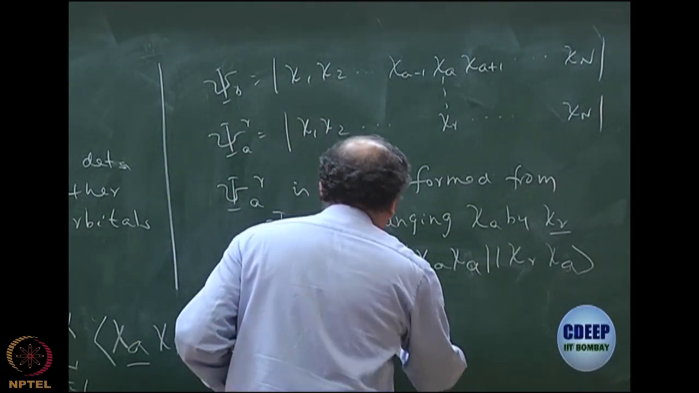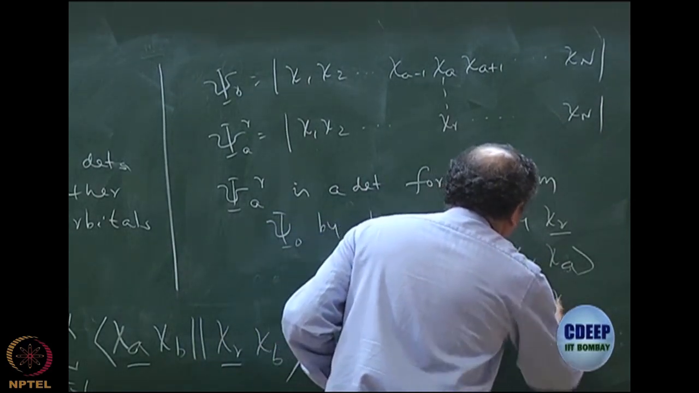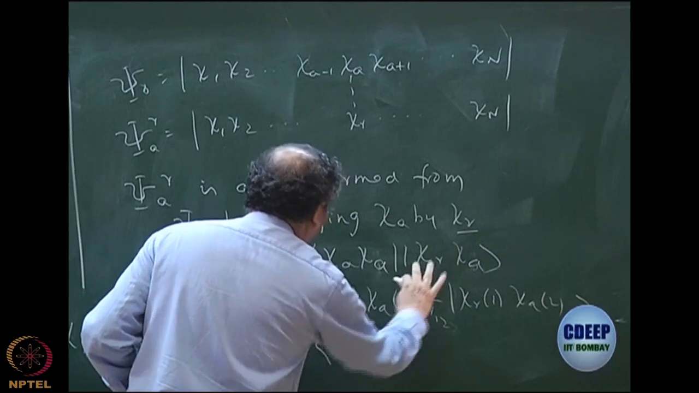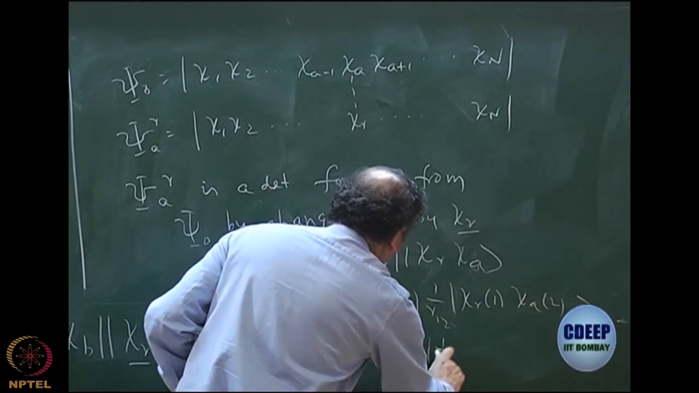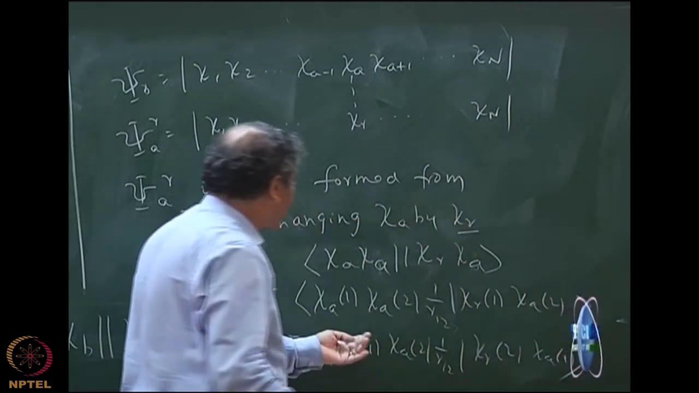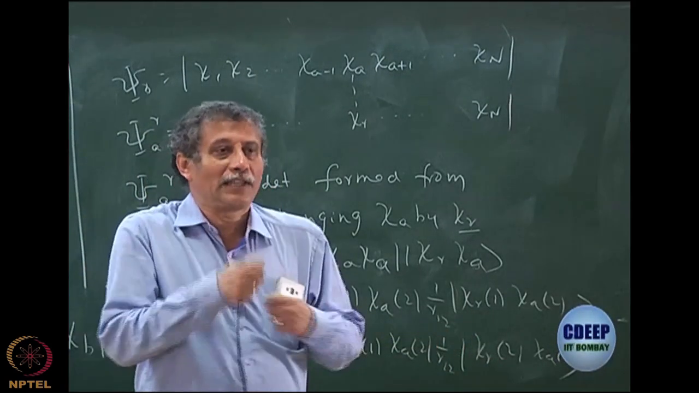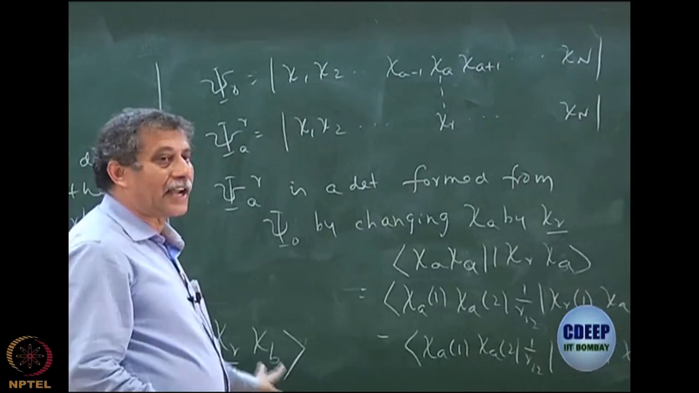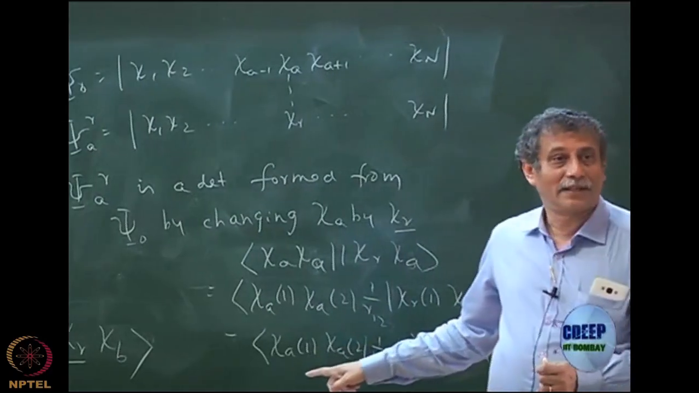So I hope all of you are familiar in writing this. This will become chi A 1, chi A 2, 1 by r 12, chi R 1, chi A 2, d tau 1, d tau 2, minus, you can interchange this or you can interchange this, chi A 1, chi A 2, 1 by r 12, chi R 2, chi A 1. Okay. Now clearly you can see this is same as this by another dummy variable interchange of 1 and 2. So you should be able to do all this practice, but the point is that for all anti-symmetrized matrix elements, either the left or the right pair cannot be same. Each of the integrals will survive, but their results will be identical.